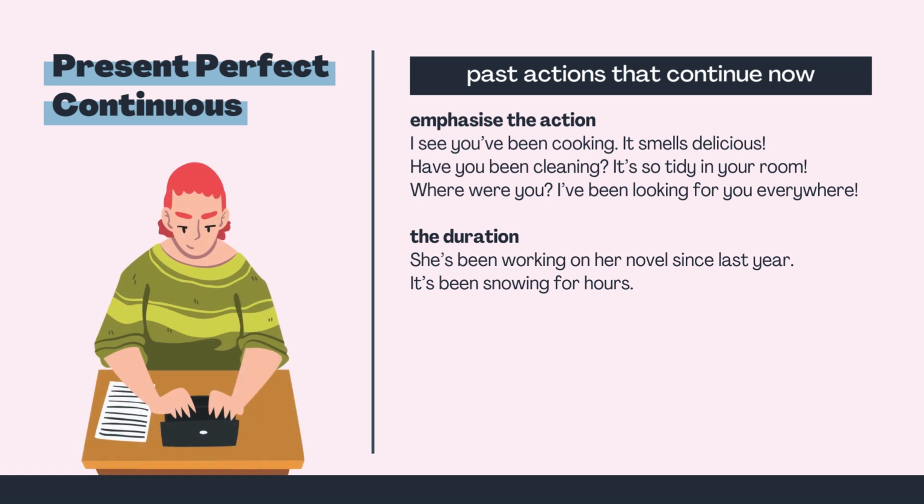This tense is used to specify the action or the duration, and it is used to describe a past action that continues now. Here are some examples when the present perfect continuous is used to emphasize the action. I see you've been cooking. It smells delicious. Have you been cleaning? It's so tidy in your room. Where were you? I've been looking for you everywhere.